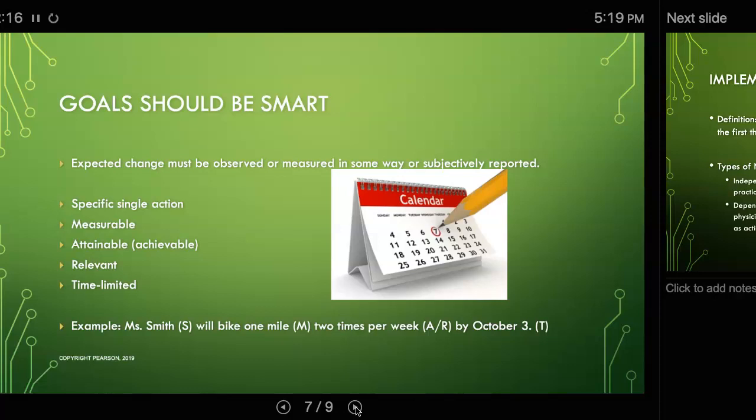Mrs. Smith will bike 1 mile. So specific: who, what she'll do. She'll bike a mile 2 times per week. That's attainable and relevant, by October 3rd. That's time limited.